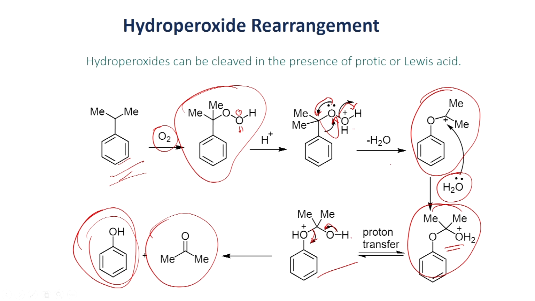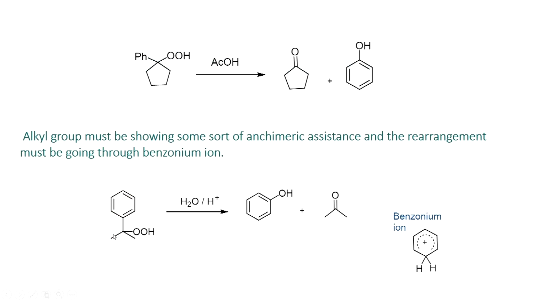This is a very common method to prepare phenol and acetone from cumene. When you react with oxygen, you form the hydroperoxide. When you react with acid, you will be able to convert it into phenol and acetone as the byproduct.